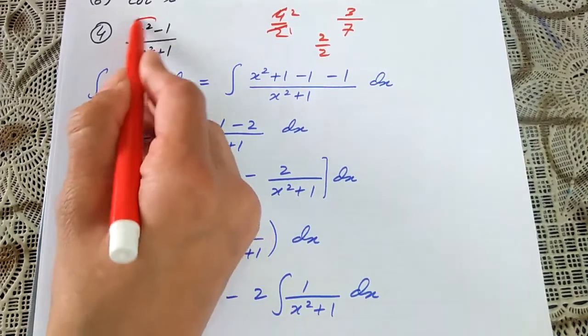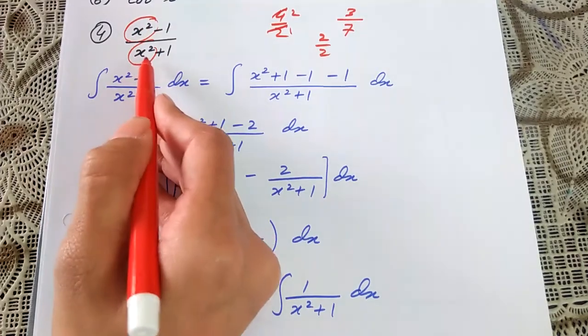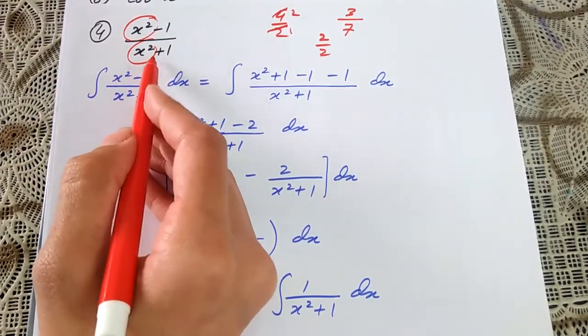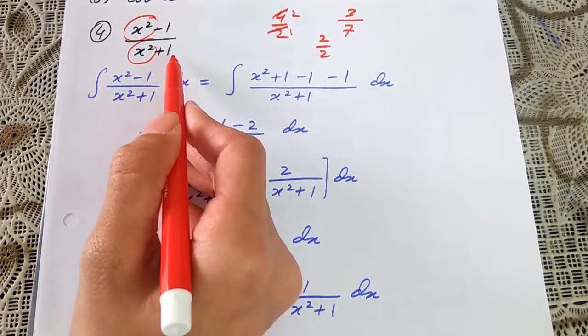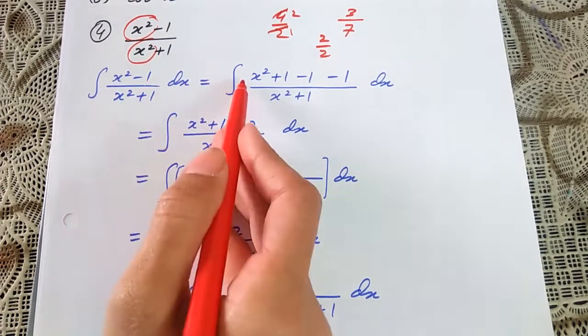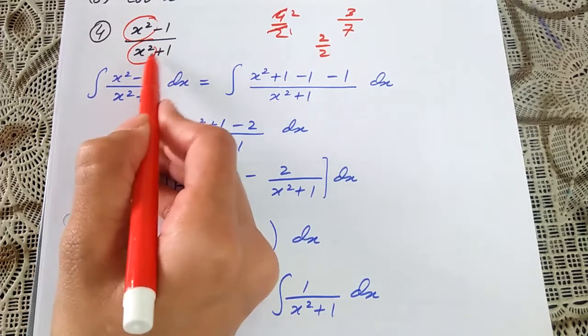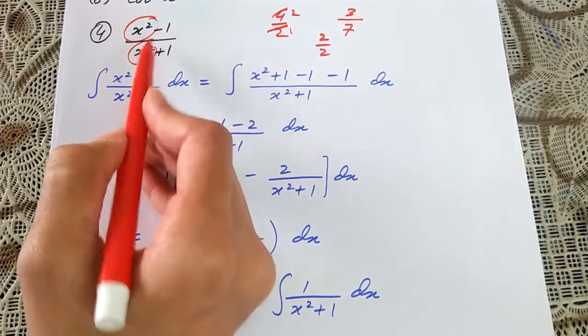So again we have here an improper fraction because both functions' highest power is the same. So we can make it a proper fraction by dividing. But also there is another method. If you don't know how to divide two functions, then we can follow another method. That is, we will make this denominator in the numerator. How are we going to make it?